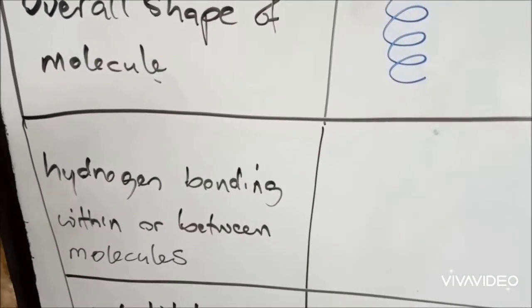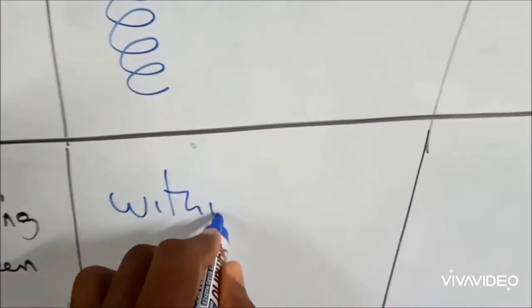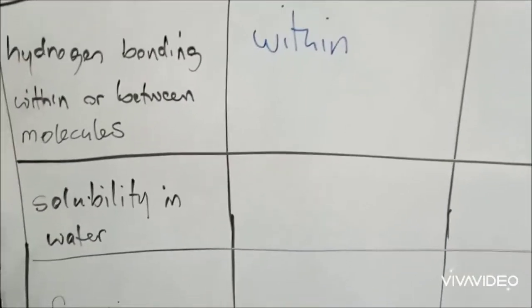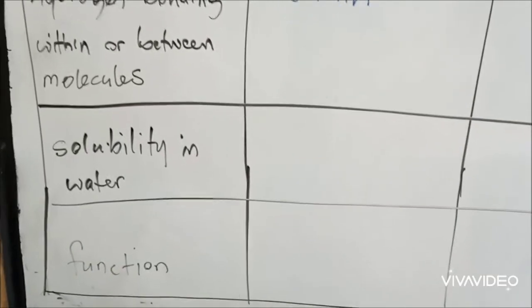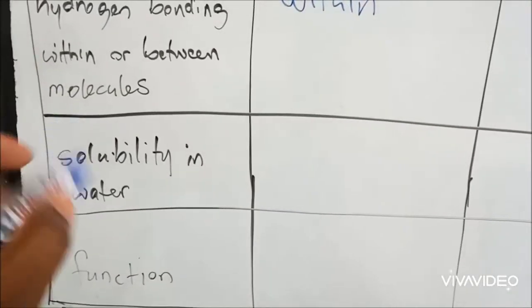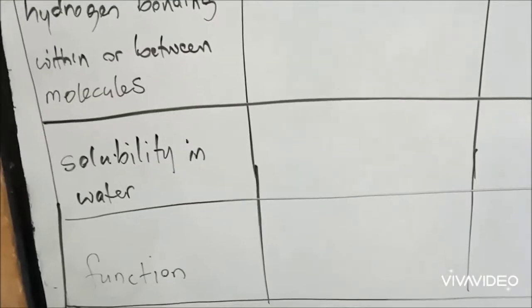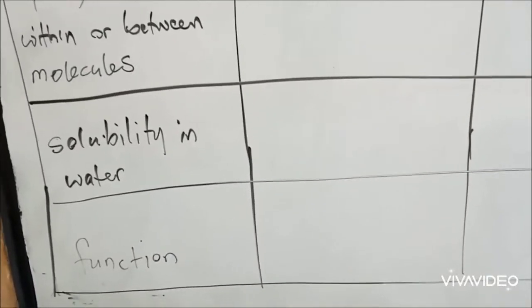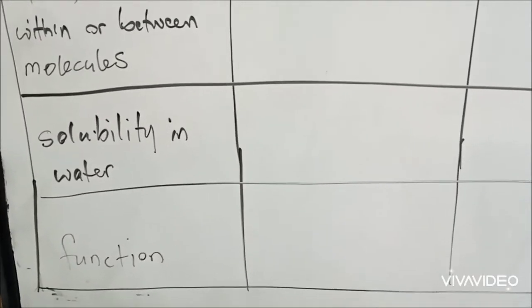For the hydrogen bonding, is it within the molecule or between the molecules? It's always going to be within. So the hydrogen bonds exist within the glucose molecule. Solubility in water, this is going to have a low solubility. Remember, because the hydrogen bonds are within the molecule, that leaves very little opportunity for water to form any bond with this molecule. So in terms of solubility, it's going to be very, very low.